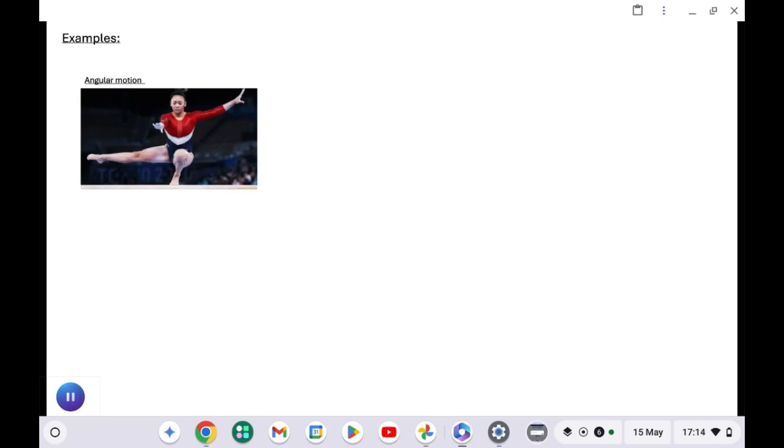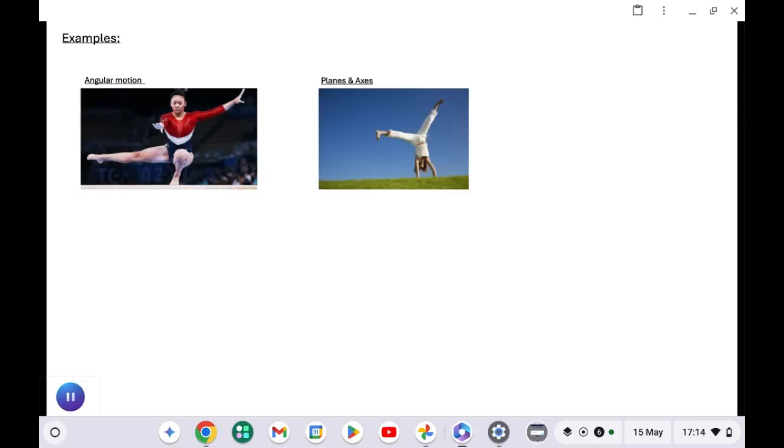Angular motion. During the execution of a 360-degree wolf turn on the beam, the athlete starts in a squat position with one leg bent and the other extended. The gymnast rotates on the bent leg, using the foot in contact with the beam as the pivot point along the longitudinal axis. Planes and axis.